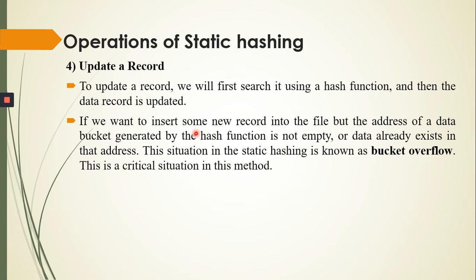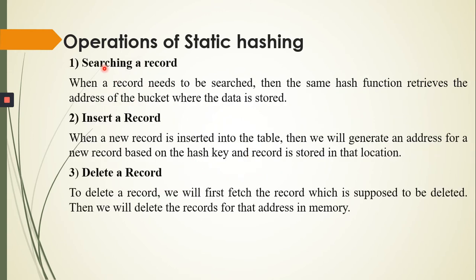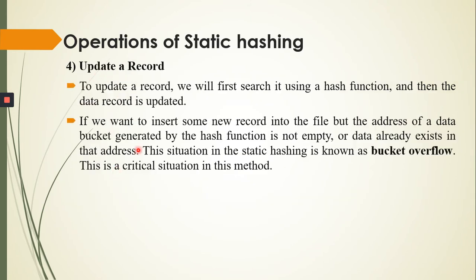If we want to insert a new record in the file, but the address of the data bucket generated by the hash function is not empty, meaning data already exists in that address, this situation in static hashing is known as bucket overflow. Overflow means that for a particular address multiple data are waiting, and at that address data is already stored, so the location is not empty. This is the critical situation in this method. So on static hashing we can perform searching, insertion, deletion, and updating of records.